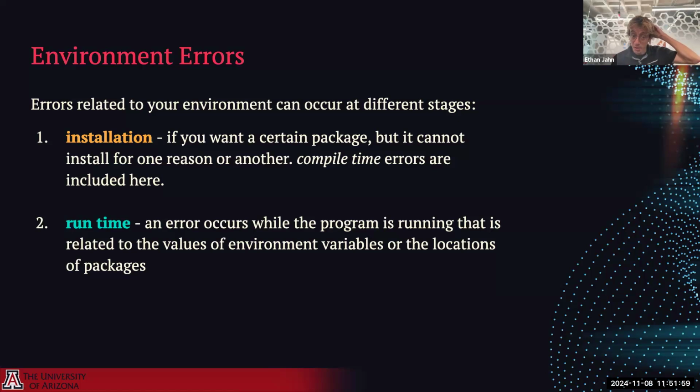The second one here is runtime error. That's when the program is actually executing. And this could be related to the value of different environment variables or the location of packages. Usually version conflicts will occur on the installation side, but every once in a while it is possible for them to pop up during runtime. Maybe you wrote your code expecting one version of a package, and then you ran it in an environment that had a different version, for example.